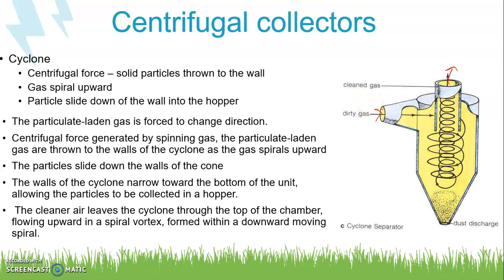The next one is the cyclone. It uses centrifugal force instead of gravity to separate particles from the gas stream. If you look at the figure, this is the dirty gas. The dirty gas will enter here and the particles will be separated from the gas stream using centrifugal forces. The particles will fall down to the bottom part of the cyclone, and the clean air will exit at the top of the cyclone.